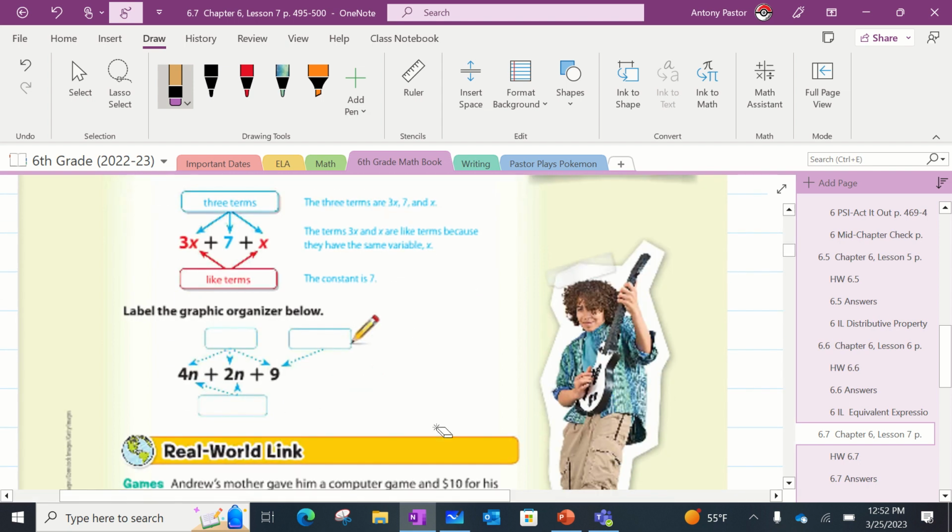Label the graphic organizer below. So again, 4n, 2n, and 9 are all terms. There are three of them. 4n and 2n are like terms. Therefore, I would be able to simplify this down to 6n plus 9. 4 plus 2 would be 6. 6n plus 9.